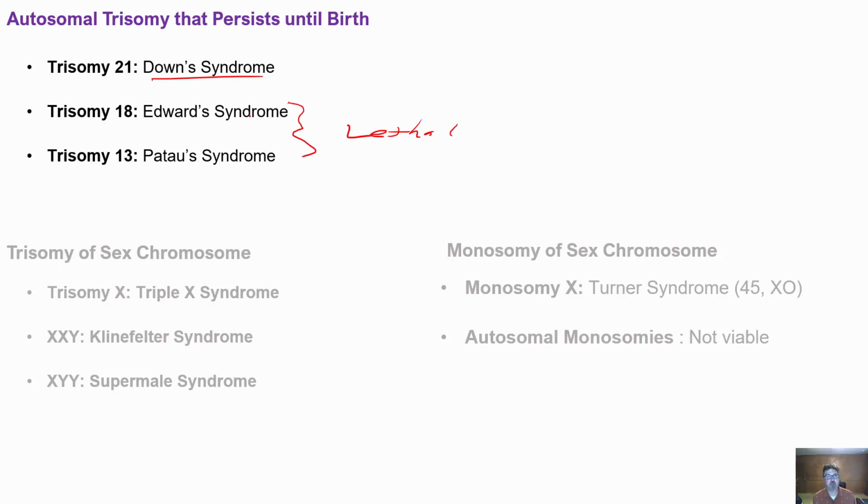Now we can have different trisomies that are on the sex chromosomes. The sex chromosomes tend to have a little more leeway. And so we can have a trisomy of the X chromosome, triple X syndrome, so XXX. We can also have Klinefelter syndrome, where we have XXY. And then we can also have the super male syndrome, XYY.